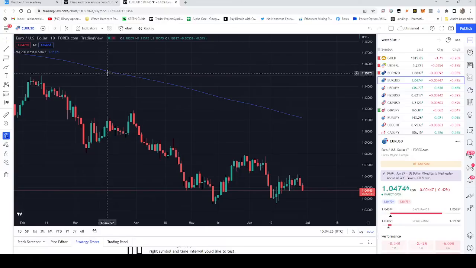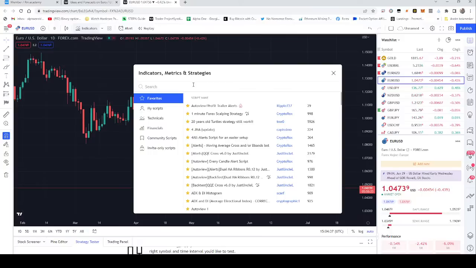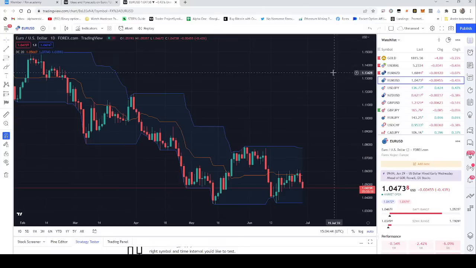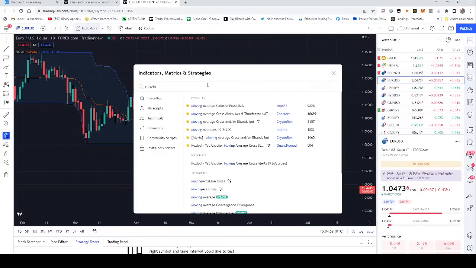We do like that. So the two indicators we will need to add for this first trading strategy: you can just write DC here, then comes this Donchian channel. We add that one. That's the first indicator we need. The second indicator we need is something called moving average. So just write moving. The one I'm using is this one you see here now, number 4.